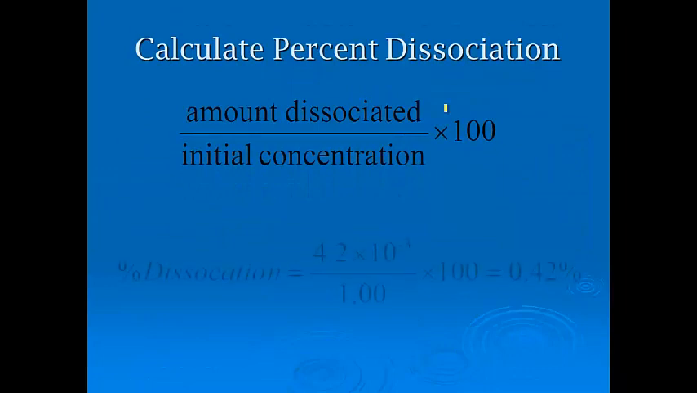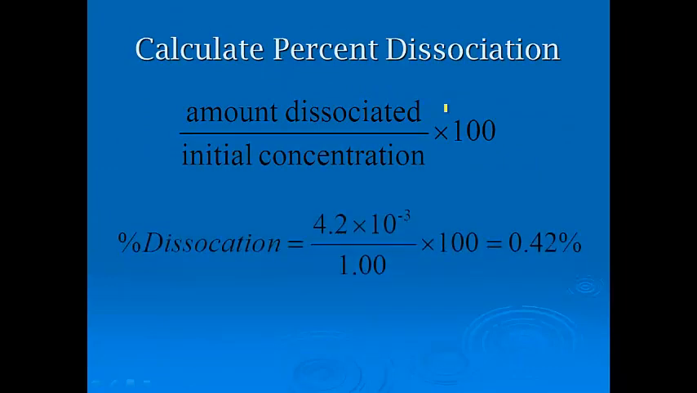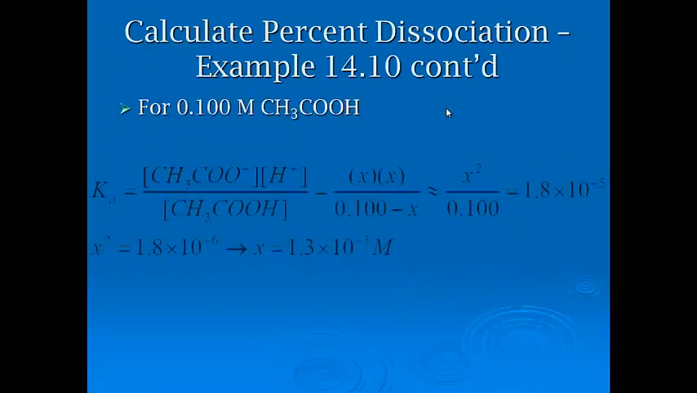Okay, but anyway, here's our amount dissociated over the initial concentration. So the amount dissociated is essentially what we found for our x value. 1.00 is the original concentration that they gave us. So times 100, we find that only 0.42% of it dissociates. So when we talk about weak acids and weak electrolytes, it's really a very small amount compared to those strong electrolytes and those strong acids.